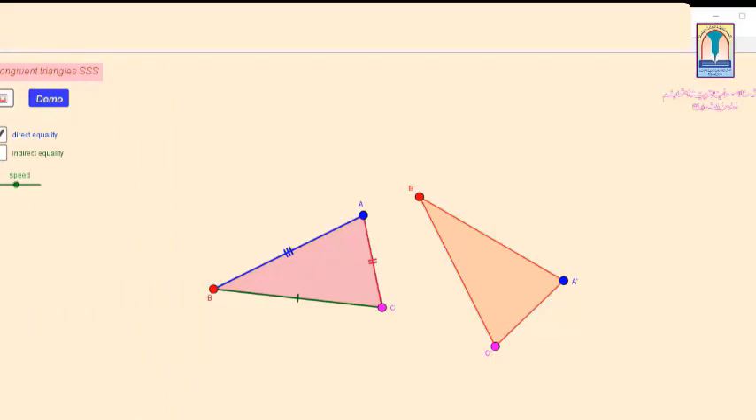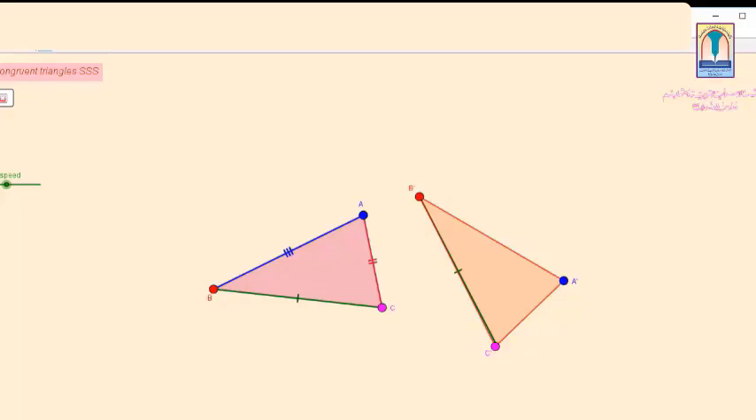We will prove these two triangles to be congruent. We have triangles ABC and A'B'C', to prove them congruent by the method SSS. We will first begin by noticing our given. We have the first side BC is equal to side B'C'. This is the first given that we have.